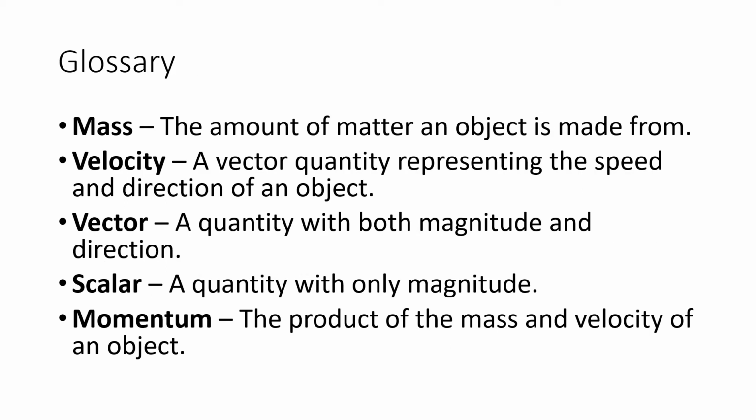So let's look at our key terms. We have mass, which is the amount of matter an object is made from. Velocity is a vector quantity representing the speed and direction of an object. Vector is a quantity with both magnitude and direction, answering one of your recall questions there. A scalar is a quantity with only magnitude. And finally, momentum is the product of the mass and the velocity of an object. If you want to write any of these down, pause the video now.